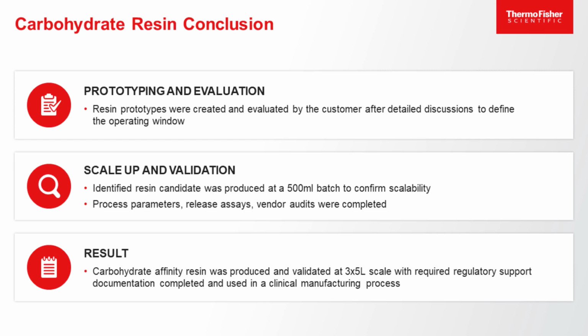So finally, within this program, we started off with, together with the customer, selecting the right ligand, selecting the right process to make the affinity resin, selecting the right pore mode, as well as demonstrating the log removal. First, the identified resin candidates were produced at 500 ml scale to confirm scalability, and all process parameters were set. And as a final result, we made the 3 by 5 liter scale validation batches together with the regulatory support documentation to be able to use it in a clinical manufacturing process.